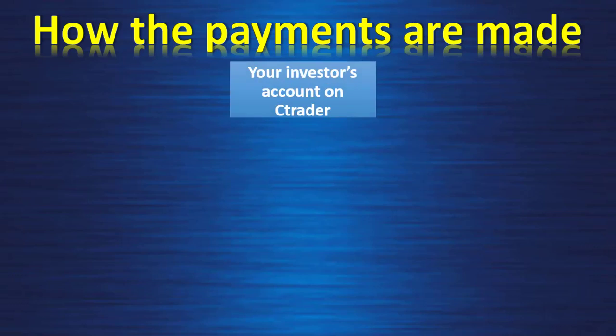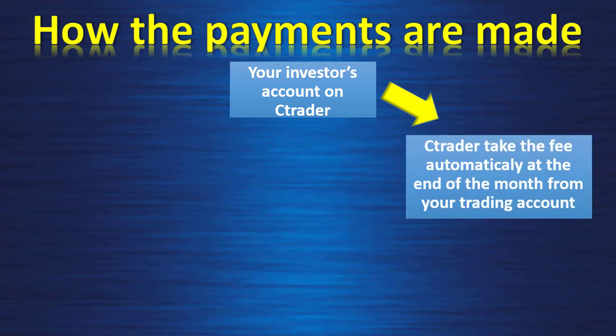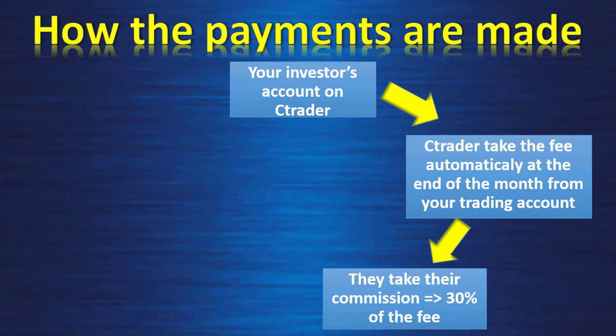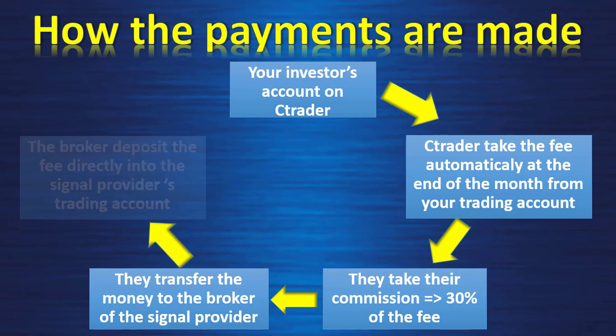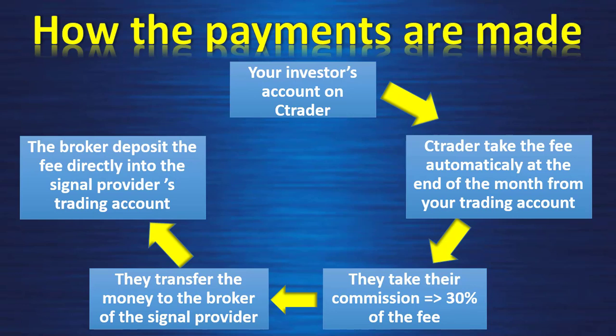Let's take a look now at how the payments are made. First, your investor's account is on cTrader. The platform cTrader will take the fee automatically at the end of the month from your trading account. They take their commission, which equals 30% of the fee. Then they transfer the money to the broker of the signal provider, the trader that you copy. Finally, the broker deposits the fee directly into the signal provider's trading account.